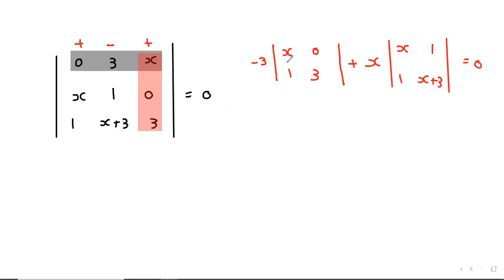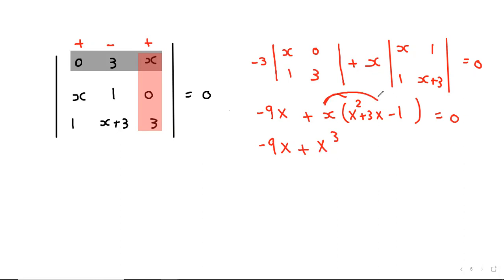Then x times 3, 3x minus 0. 1 times 0 is 0, so it's 3x. And -3 multiplied by 3x, it's -9x. Plus, here it's x multiplied by, find the value of the determinant, it's x times x plus 3, so it's x squared plus 3x. And 1 times 1 minus 1 equals 0. So it's -9x plus x times x to the power of 2, it's x to the power of 3. x multiplied by 3x, it's 3x to the power of 2. And here x times -1, it's -x equals 0.